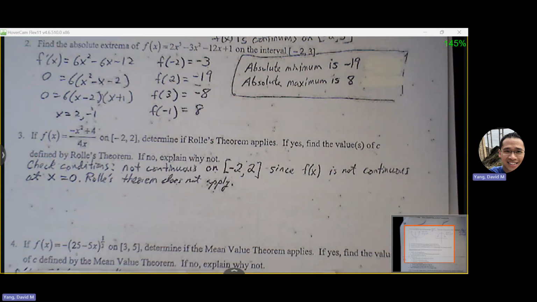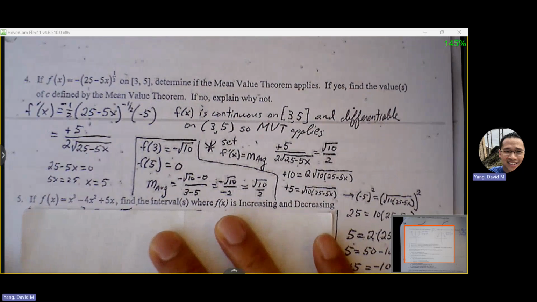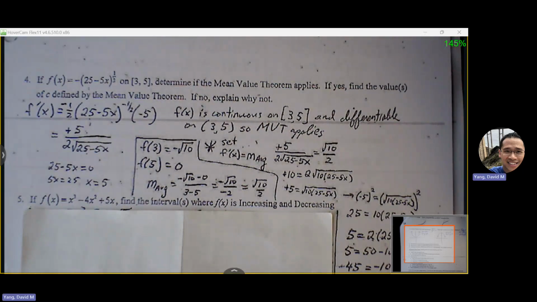Number 4 is mean value theorem, but it's a little bit more complicated than what you'll need to be able to do. So let's skip number 4 and let's see if we can just try number 5. Number 5 is first derivative test. Find intervals where our function is increasing and decreasing. So find f prime, set f prime equal to 0, plot your sign line, and then write out your because statements.